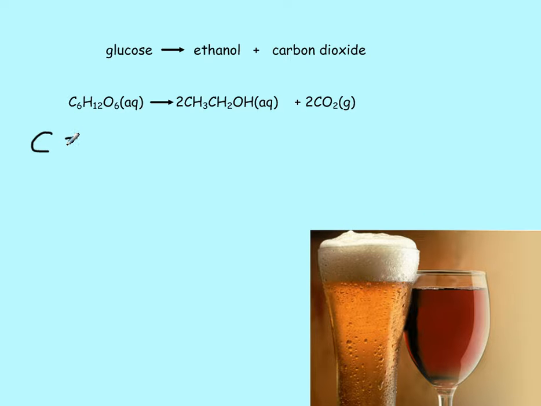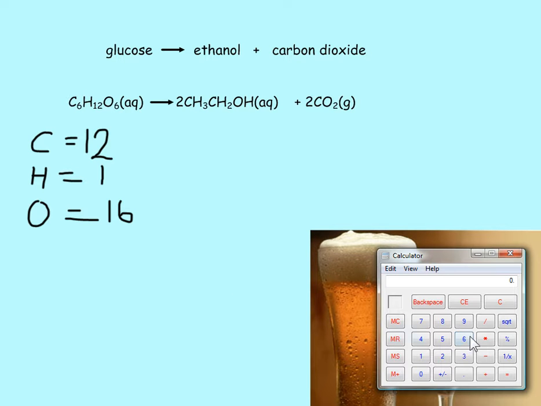So C, the top number of C on the periodic table, the mass number, is 12. The top number of H, or hydrogen, is 1, and the top number of oxygen, the mass number, is 16. Now I've got 6 carbons, so that's 6 times 12, and we've got 12 hydrogens, so 12 times 1 is 12, plus 12 is 84. Okay, and then you've got 6 oxygens.